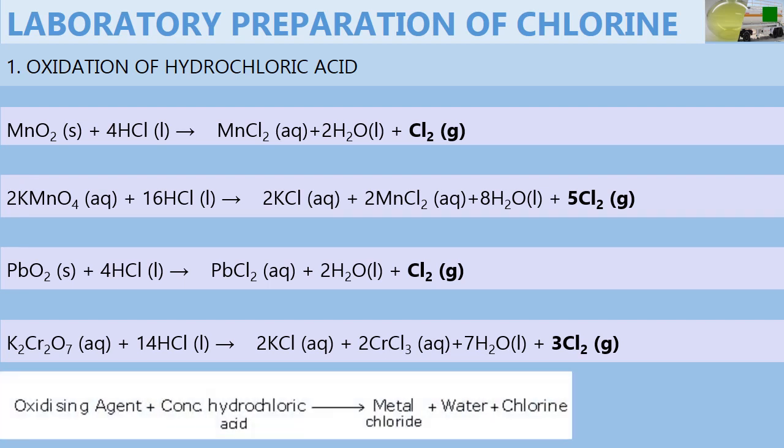So in general, we can say that an oxidizing agent reacting with concentrated hydrochloric acid would give us a metal chloride, water and chlorine gas. This will be easy for you to remember. So in case you're using any of these oxidizing agents, the only difference would be to balance the equation.